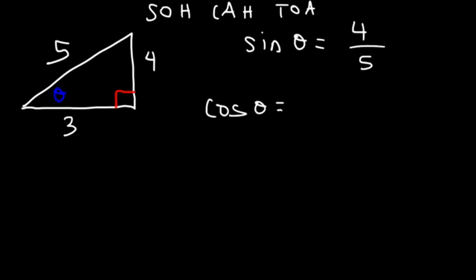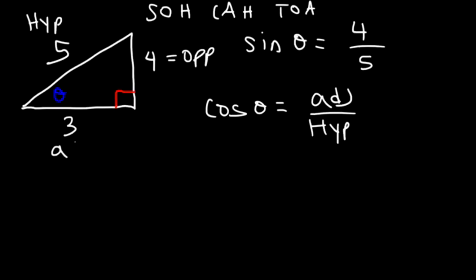Now cosine theta is equal to the adjacent side divided by the hypotenuse. So we said 4 is the opposite side, 5 is the hypotenuse, and 3 is the adjacent side. So in this case, it's going to be 3 divided by 5. So that's the value of cosine.